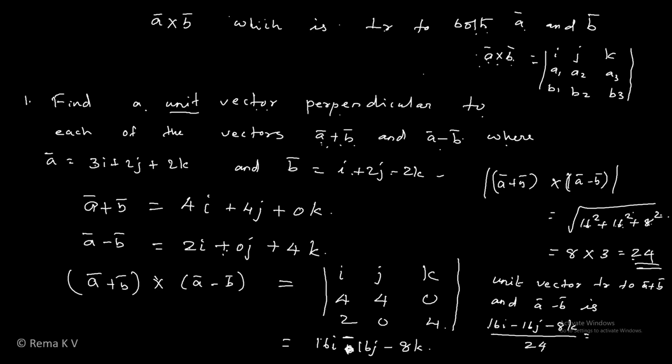This becomes 2 by 3 i minus 2 by 3 j minus 1 by 3 k. This is a unit vector which is perpendicular to both a plus b and a minus b. If we change the sign of all these, that is minus 2 by 3 i plus 2 by 3 j plus 1 by 3 k, that also will be a vector which is perpendicular to both a plus b and a minus b.